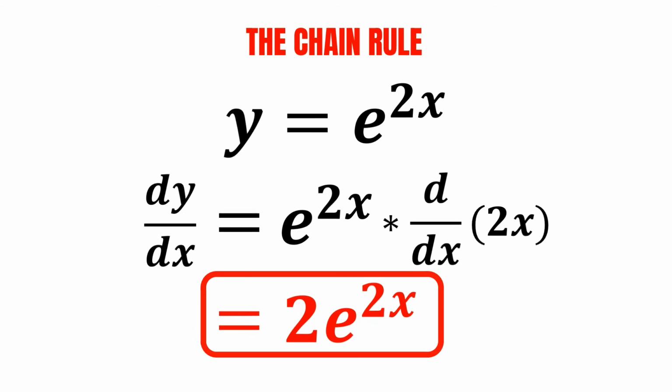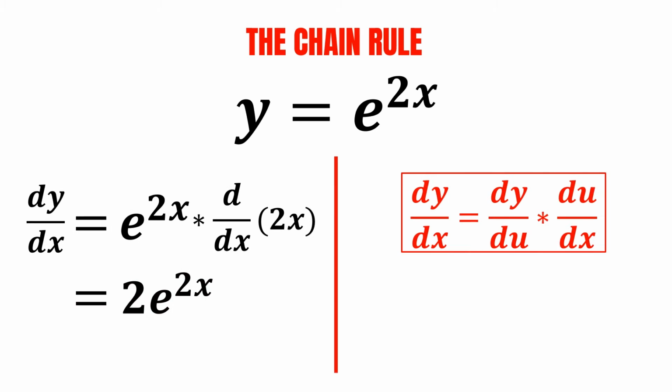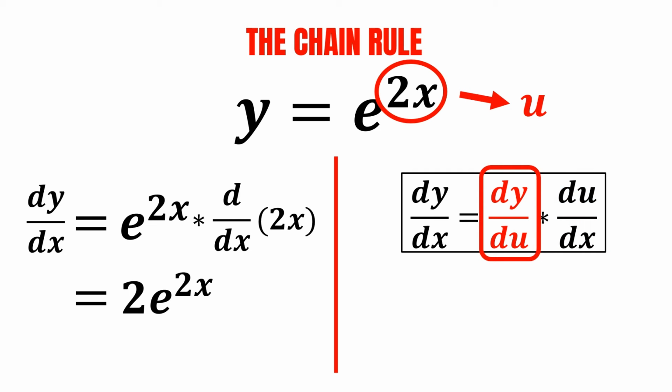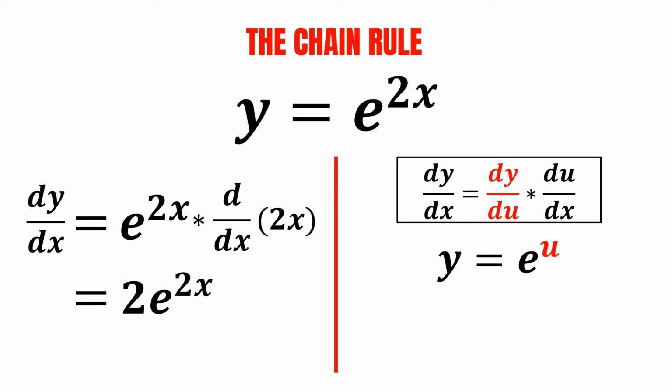Okay, just in case you're wondering how this is related to the formula of the chain rule, allow me to briefly explain. You might notice the formula consists of dy/du and du/dx. For this dy/du, it actually means that when we replace the inner function with u, we get our function as y equals e raised to the power of u. And when we take the derivative of this with respect to u, we end up with dy/du equals e raised to the power of u.